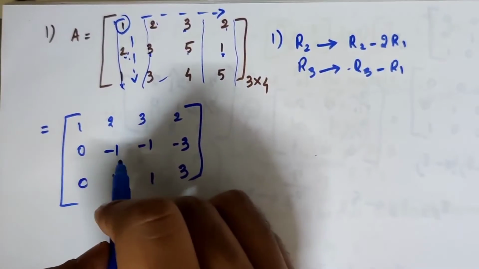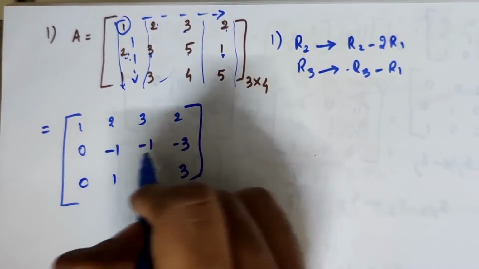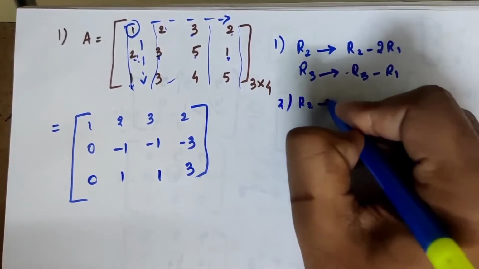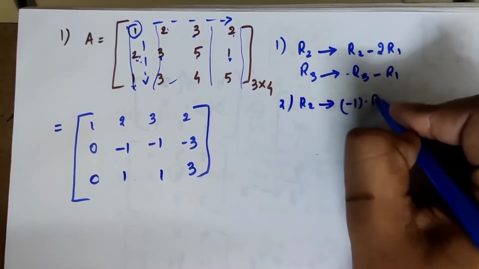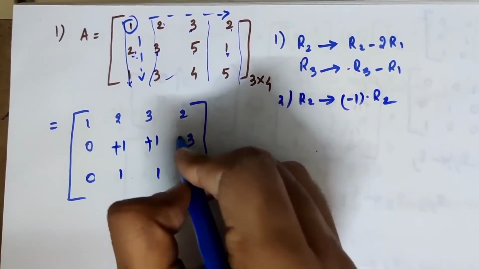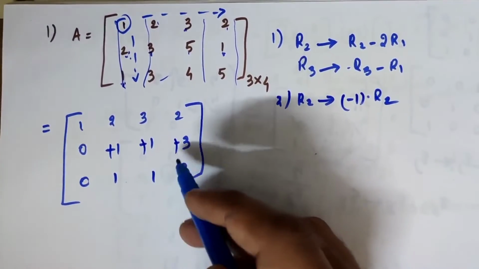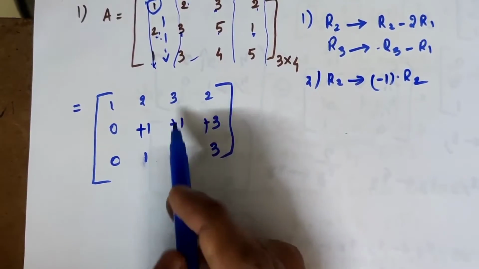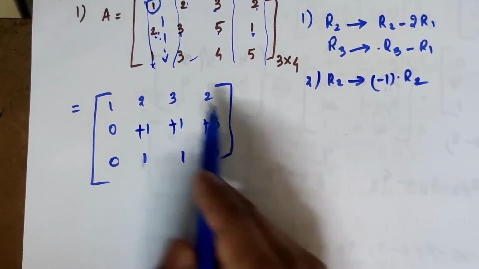So I'll multiply this entire row by minus 1. My second step is R2 implies minus 1 into R2. So what will this become? Plus 1, plus 1, plus 3. Now both the rows have become the same. So if you find the determinant for this one, it is going to become 0.